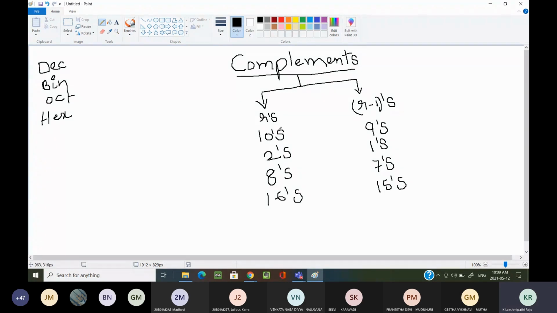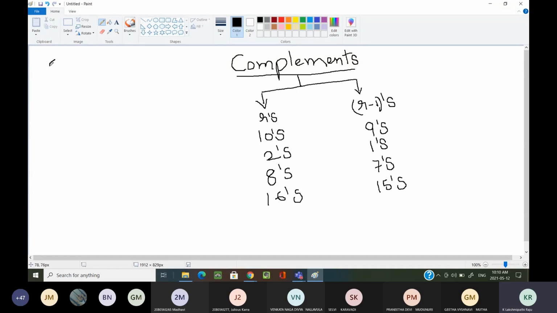Now, how we calculate these complements, that we are going to see in today's session. We can calculate the complements in two ways. The first way is based on the formula. The second way is a shortcut method. The shortcut method we will discuss at the end, because it is a simple procedure. First we have to understand the formula notation, then we will see the shortcut method.